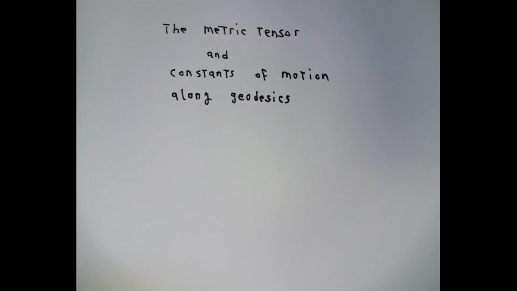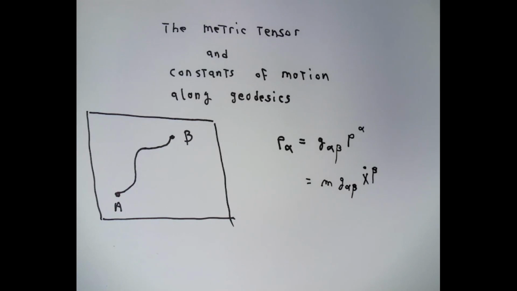Good morning. Today, I'd like to talk about the fact that just from the metric tensor, you can find certain constants of motion along geodesics. In particular, I want to look at the lower component version of the 4 momentum.